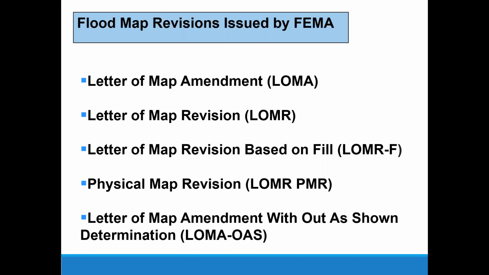And then we have the physical map revision. So this is the LOMR PMR. So usually just called PMR, physical map revision. So this is where at the request of a CEO of a community, they submit new data and then FEMA reviews all of that. And then one or more map panels get revised and republished. So that is definitely one of the bigger projects that could be done. That's not a residential person or an individual doing an application for that.